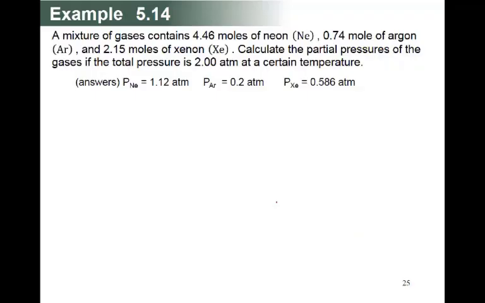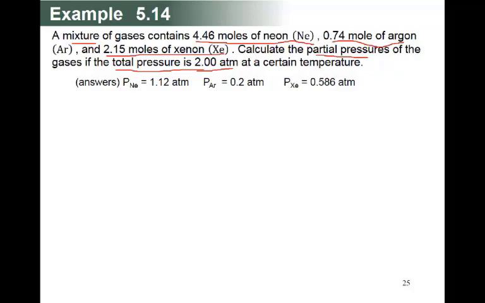So come to problem 15.4. Here he says a mixture of three gases: 4.46 mole of neon, 7.4 mole of argon, and 2.15 mole of xenon, and this is the total pressure. He is asking for the partial pressure of all the gases. So let's start this problem.